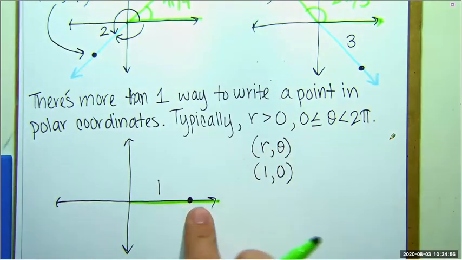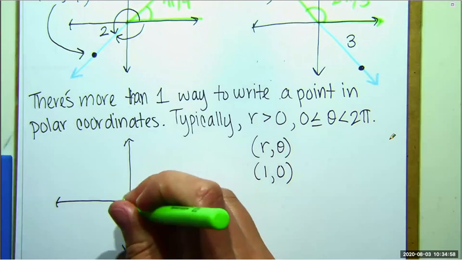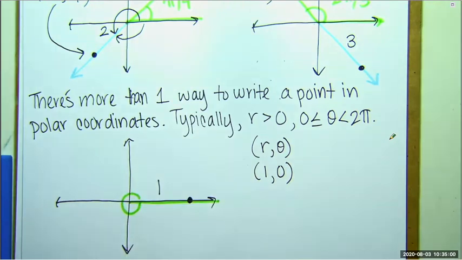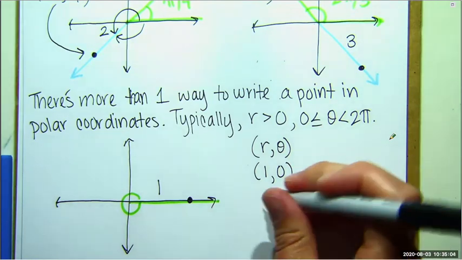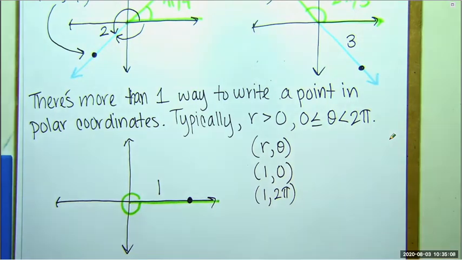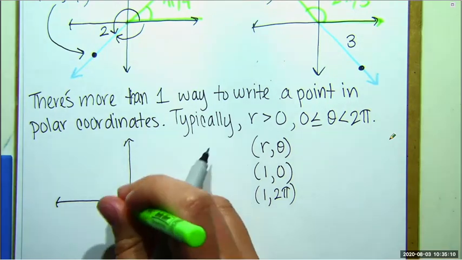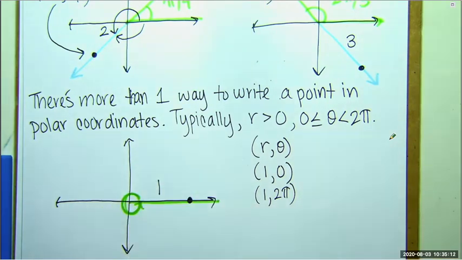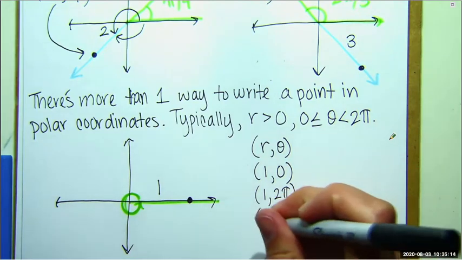Now, looking at this angle, what about if I drew it like this? Now, what's that angle? 360 or 2 pi. Okay, so I could also write this point as 1 comma 2 pi. I could also go around twice, and I could write this point as 1 comma 4 pi.